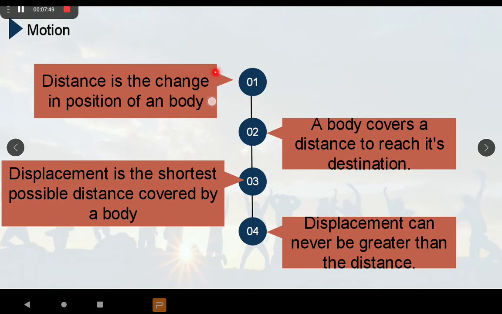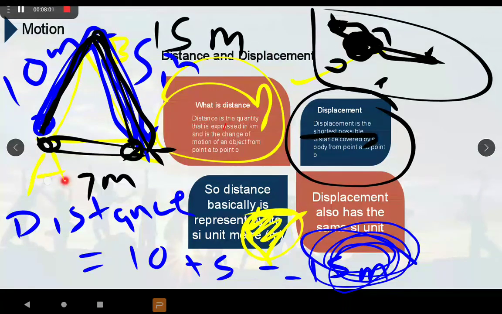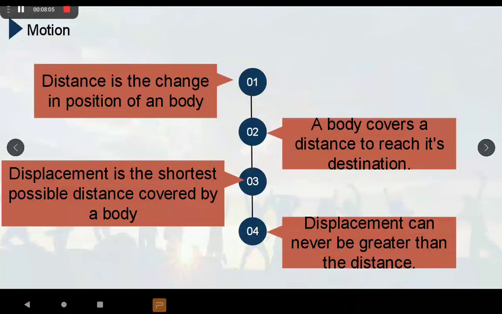Now we have to start with distance and its properties, right? As mentioned earlier, distance is a change of the position of a body, as I have explained. You knew this whole fundamental thing. A body covers a distance to reach its destination.